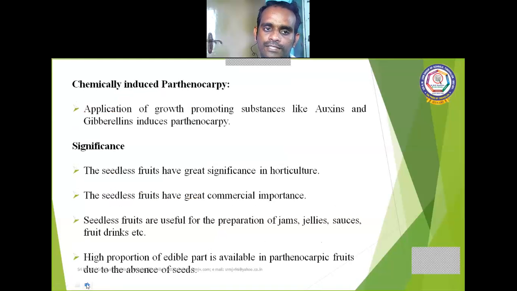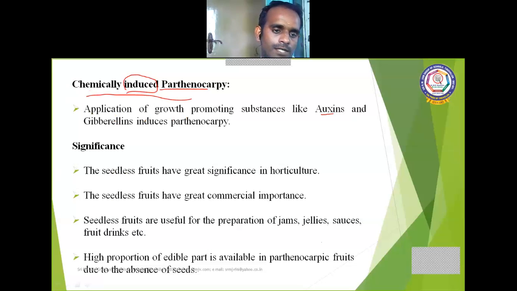Okay. Next one, third, chemically induced parthenocarpy. Induced means stimulated. With the help of some chemicals, we stimulate the plant species to produce parthenocarpic fruit. So, application of growth-promoting hormones such as auxins, cytokinins and gibberellins also has the capacity to induce parthenocarpy. So, this type of parthenocarpy is said to be chemically induced parthenocarpy.